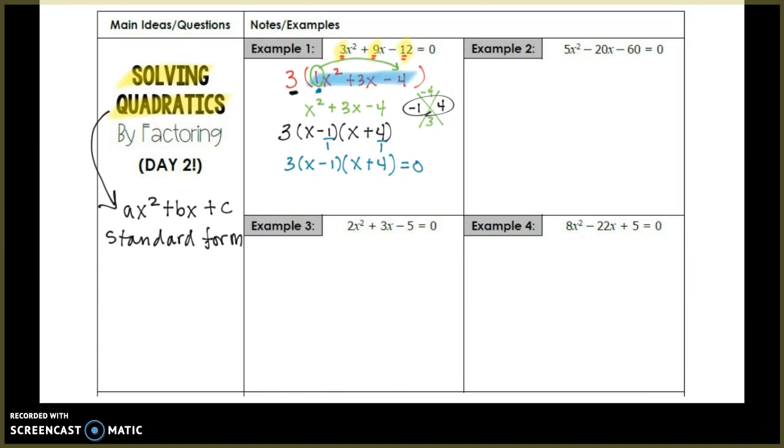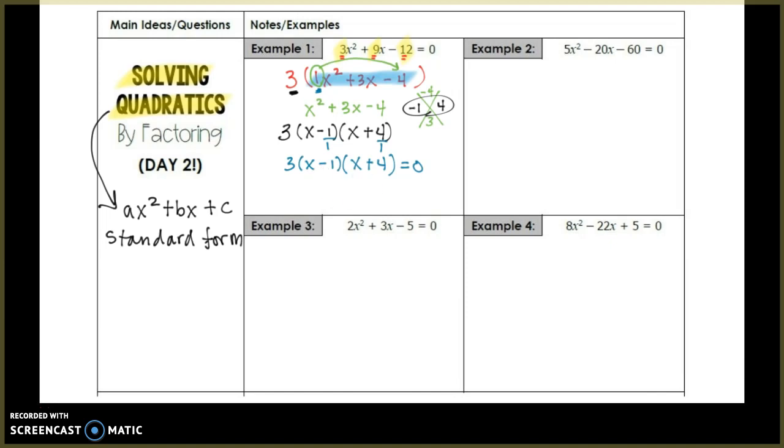This is the new part that we're doing today. The factoring part is not new. This taking the number out is new, but the factoring part itself is not new. What's new is setting it equal to 0 and determining what is the value of x here or here that makes this entire equation equal to 0.